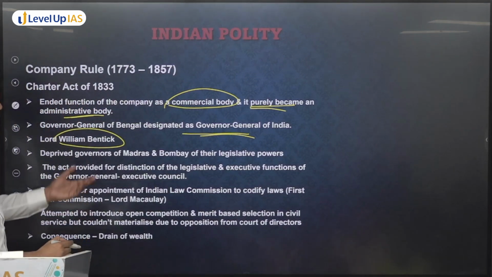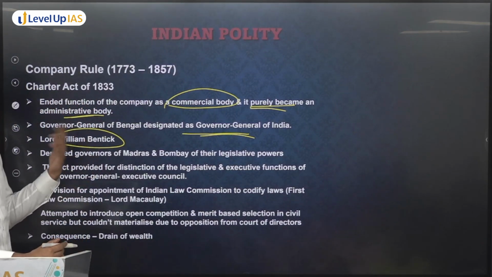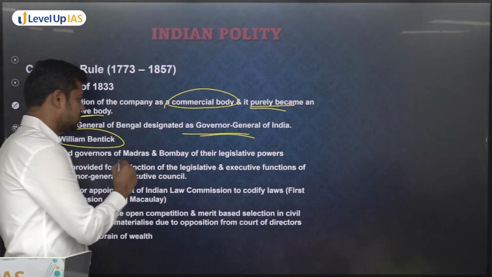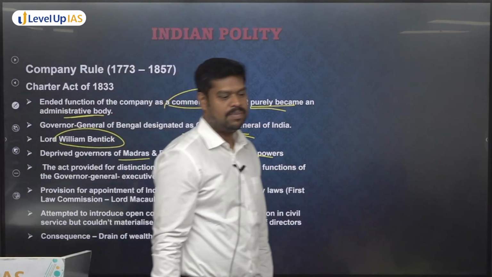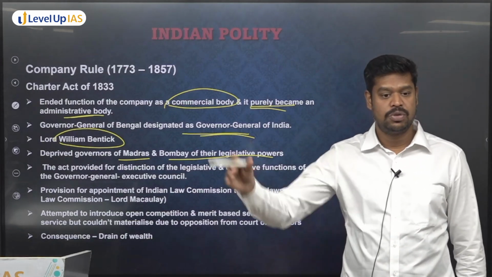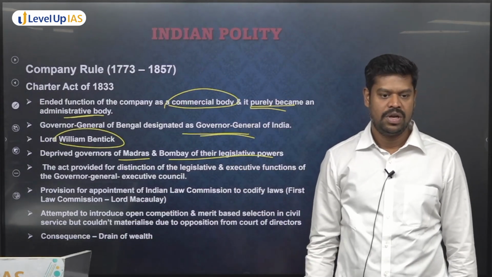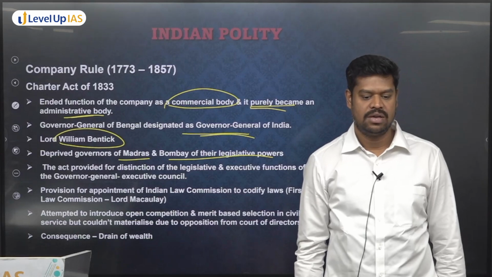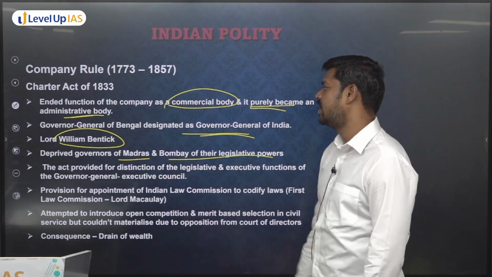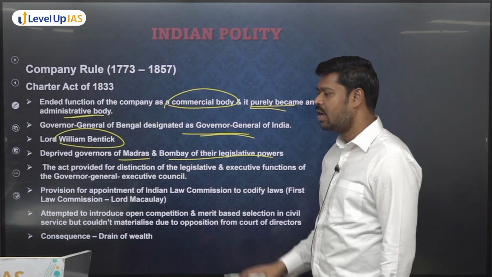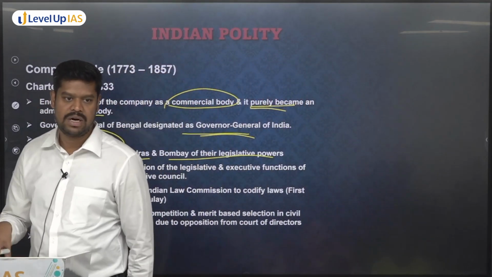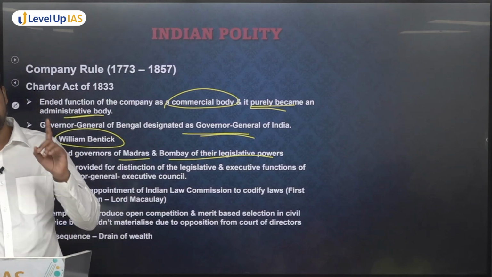Because the centralization is more, it is also depriving the powers of the other governors. Now they also deprived the law-making powers of the governors of Bombay and Madras. So who is supposed to make law for the entire country now? It is the Governor General of India, that is Lord William Bentinck. So all the powers are given in the hands of the Governor General of India. This is one major development that you have to understand as a part of the Charter Act of 1833.